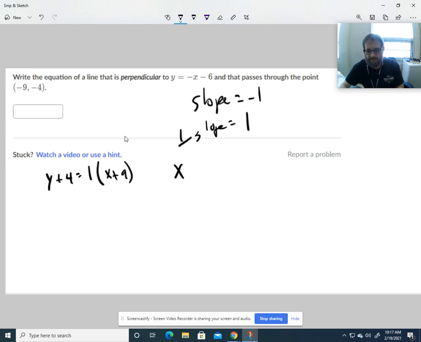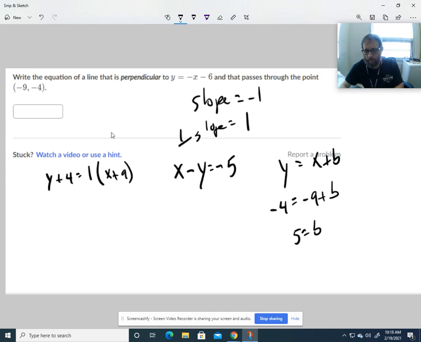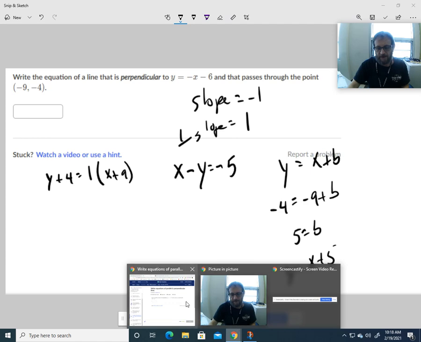Standard form would be x minus y, and then plug in the point. -9 minus -4 is -5. And then slope intercept would be y equals 1x plus b. And you have to plug in the points. So that'd be -4 equals -9 plus b. So 5 is b. So you get y equals x plus 5. So there are your three forms. 1, 2, 3. You could technically answer it any way. We're going to try to answer it with this one this time and see if it'll accept it, because I honestly don't know.